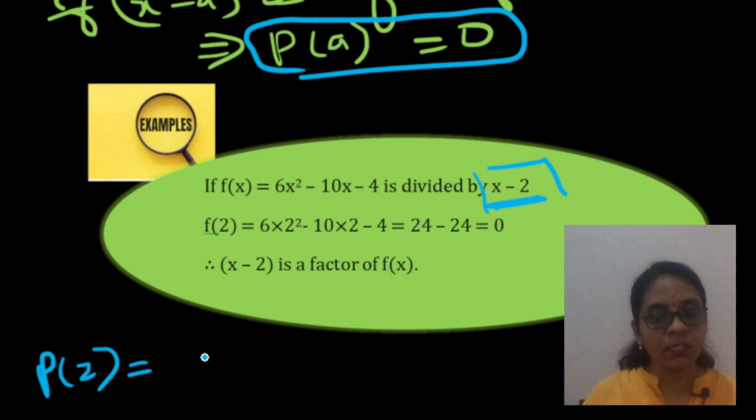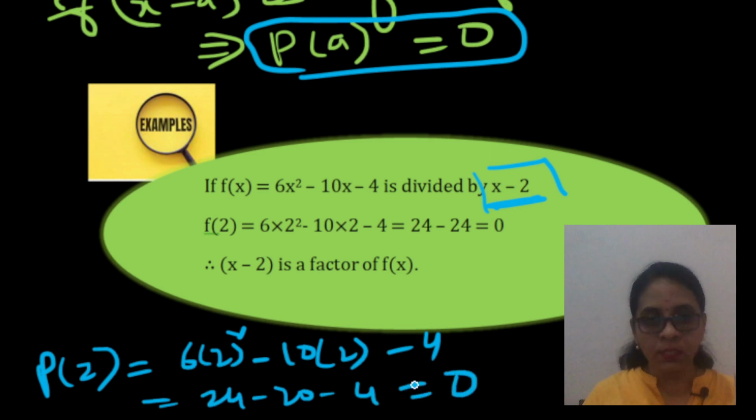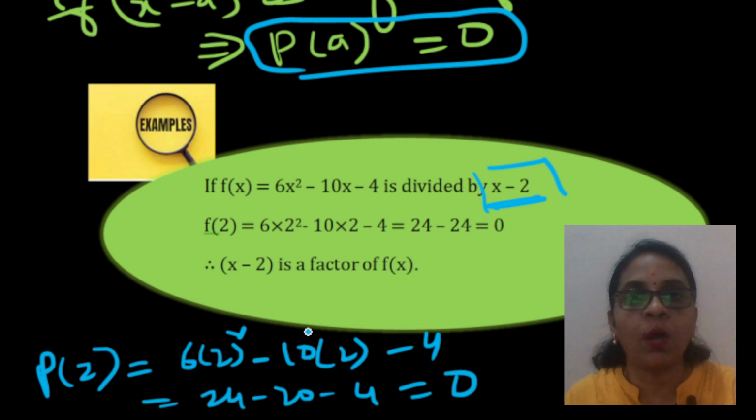So, p of 2 is 6 into 2 square minus 10 into 2 minus 4. 6 into 2 square, 6 into 4, 24 minus 20 minus 4, which is 0. Therefore, x minus 2 is a factor. Is it not simple? So, is x minus 2 a factor of the given polynomial? Yes, it is a factor of the given polynomial.